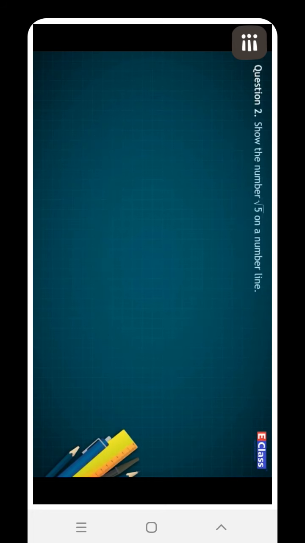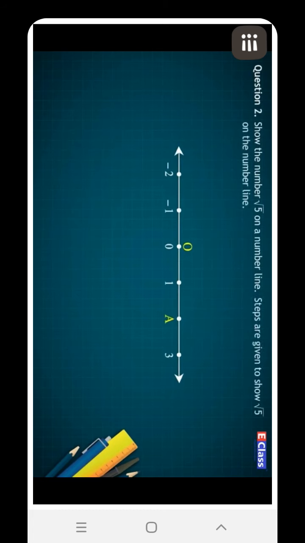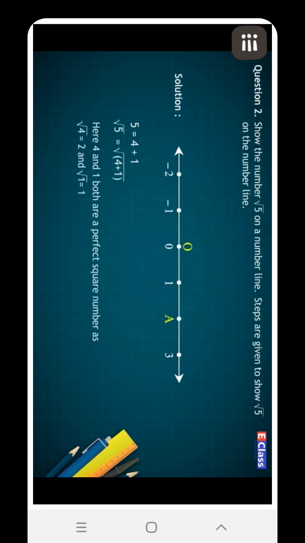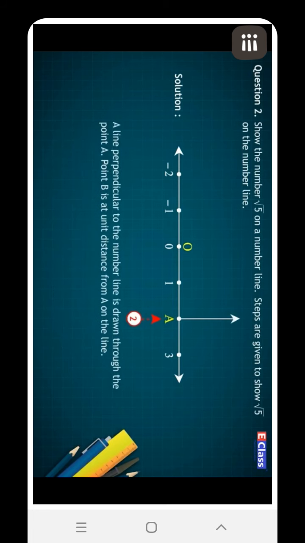Question 2. Show the number square root of 5 on a number line. Steps are given to show square root of 5 on the number line. Solution. 5 is equal to 4 plus 1. Therefore, the square root of 5 is equal to square root of 4 plus 1. Here, 4 and 1 are both perfect square numbers, as the square root of 4 is equal to 2 and the square root of 1 is equal to 1. The point A on the number line shows the number 2. A line perpendicular to the number line is drawn through the point A.